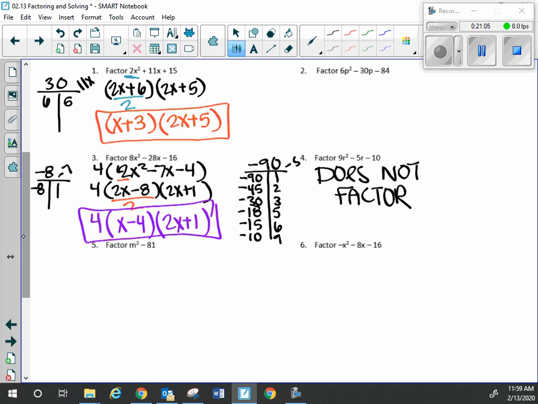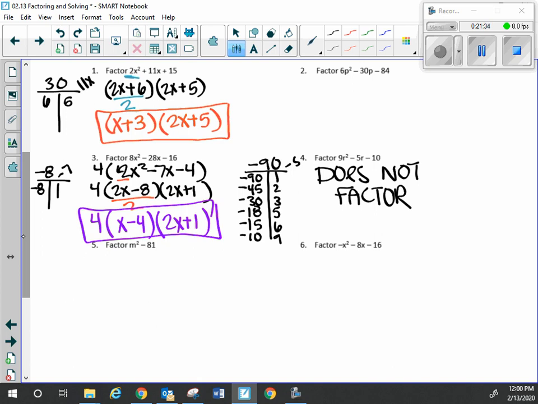Also, does not factor is not the same thing as no solution. There is a solution to this. It's just complex. So, do not put no solution because there is a solution. Everybody feel pretty comfortable? Okay, at this point you probably have a preference of area model versus factoring a out at the end. So, whatever way you like, continue with it.